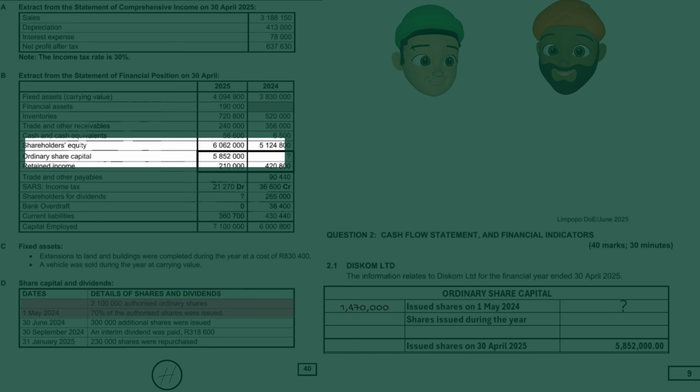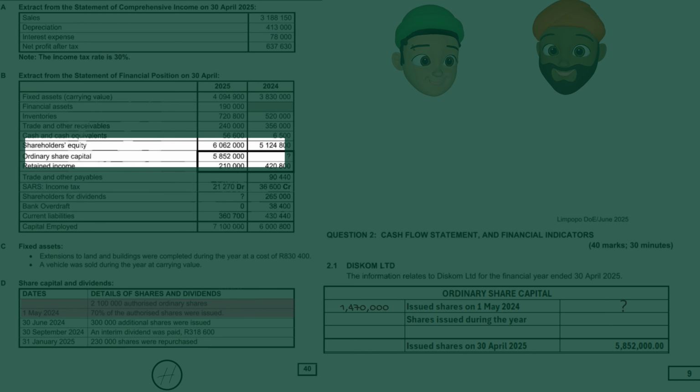On 31 January 2025, 230,000 shares were repurchased. Since it's a buyback, we will have a deduction or brackets. Easy 1 mark. Now, we also don't know the price paid for the buyback. We move on and bounce back, right? We can see from the share side we have all the information to calculate the closing balance of shares. We have an opening balance of 1,470,000 shares, which is 70% of 2.1 million authorized shares. We add the additional issued shares of 300,000 shares. Finally, we deduct the repurchased shares, 230,000 shares, giving us a closing balance of 1,540,000 shares. So this side we are good.